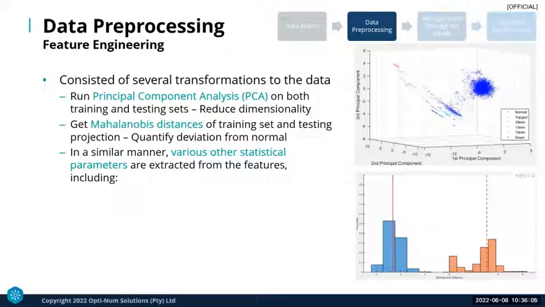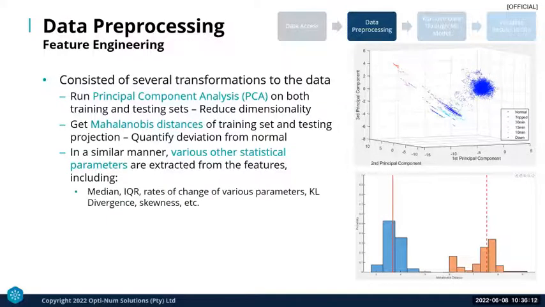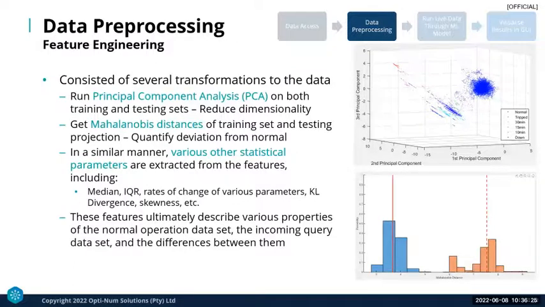So in a similar manner, we extracted other various statistical parameters. We extracted median, interquartile ranges, and then rates of change of the various parameters to give an indication of how quickly we were moving towards a trip, KL divergence and skewness. And these features ultimately describe various properties of the normal operation dataset, the incoming query dataset, and also the differences between them. So that's how we went about the modeling.